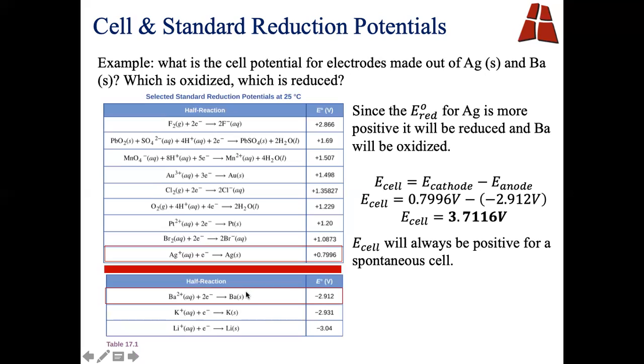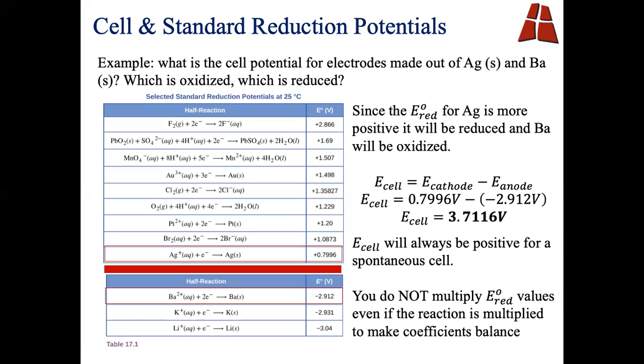Then our barium reaction, we're actually going to flip that around because it is going to take place at our anode because it is more negative. That means we'll subtract the value that is listed here. We would do minus this 2.912 volts. If we just calculate that, we get 3.711 volts, and that would be our electrochemical cell potential. Okay, and so for a spontaneous cell, so a galvanic or a voltaic cell, our E cell is always going to be positive.